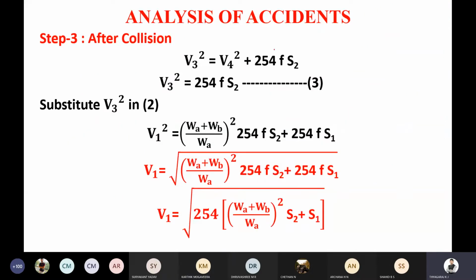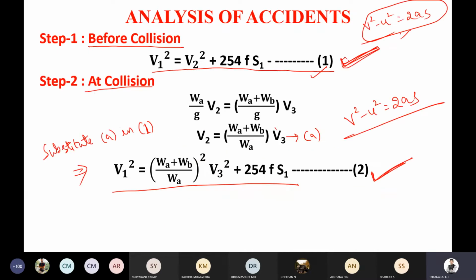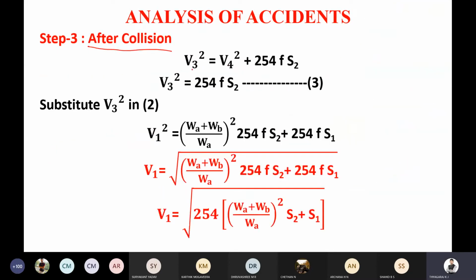Next, after collision. After collision, the same formula that we have taken, the same thing we are going to consider here, but V3 and V4 we are going to consider. And since we know that V4 is equal to 0. Why? Because the vehicle comes to halt. Make a statement here: vehicle comes to rest. That's why V4 is equal to 0. So note down this equation 3.